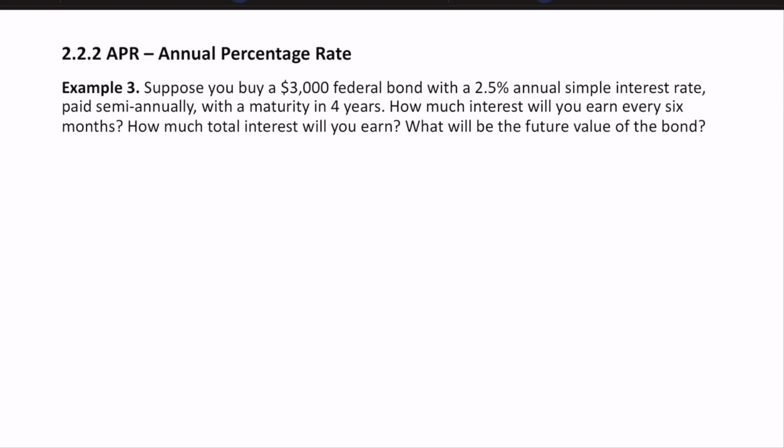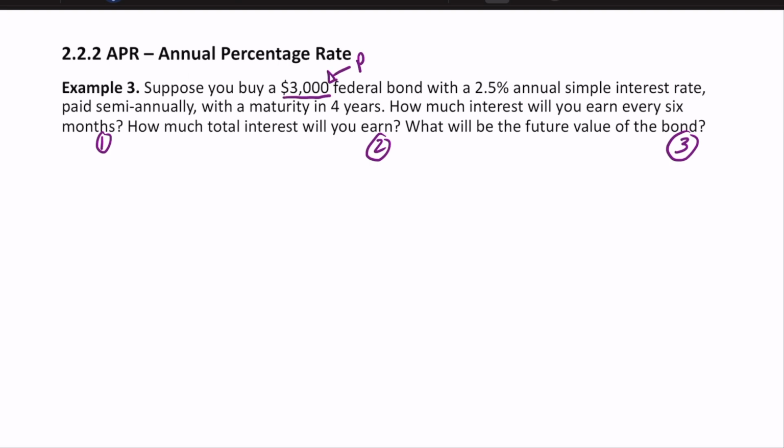This one says, suppose you buy a $3,000 federal bond with a 2.5% simple interest rate paid semi-annually, which will mature in 4 years. How much interest will you earn after 6 months? How much total interest will you earn? And what will be the future value of the bond? So there are 3 different things it's asking us to do here. The first thing it's asking is to find interest in 6 months, and then total interest, and then the future value of the bond. So let's pull out the information we're given.